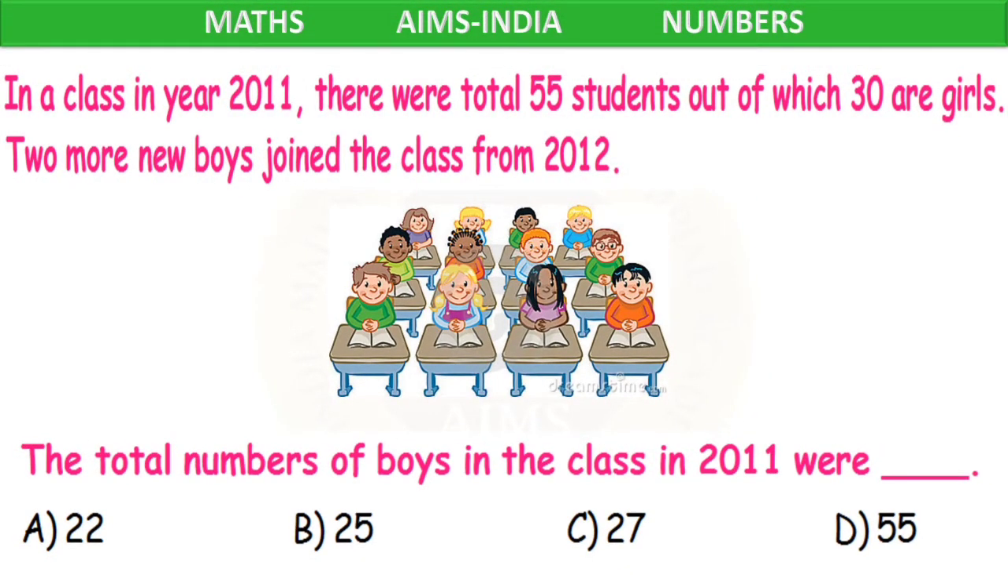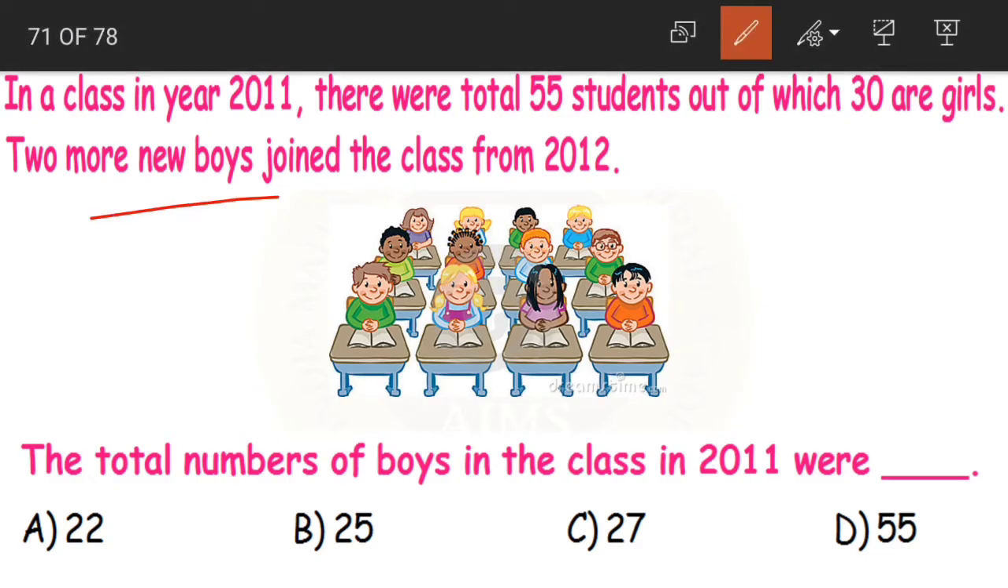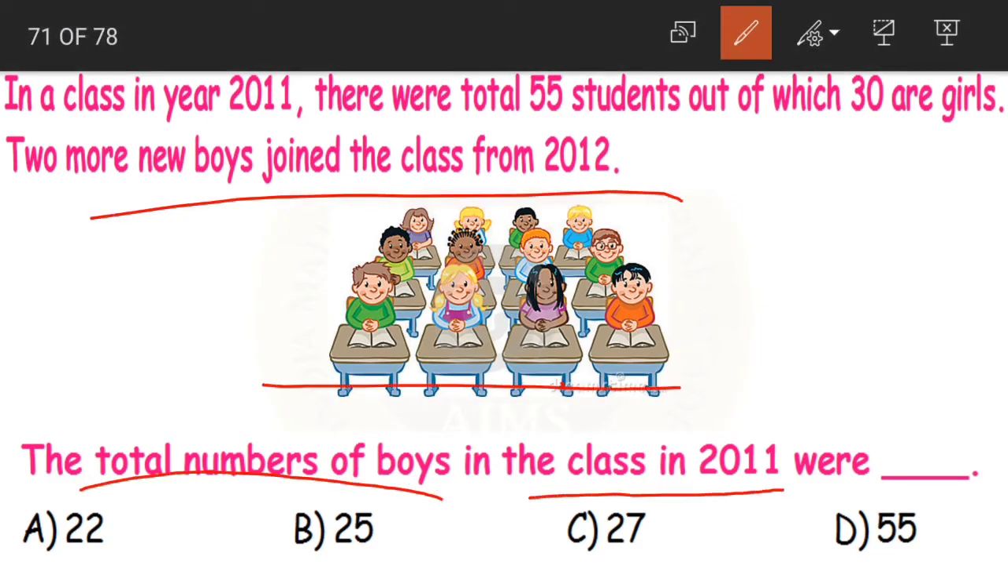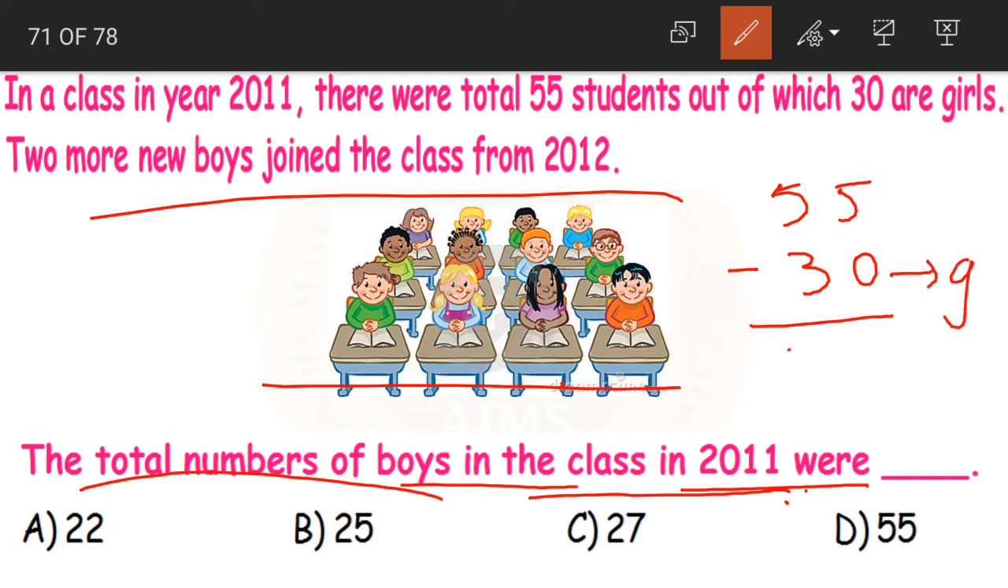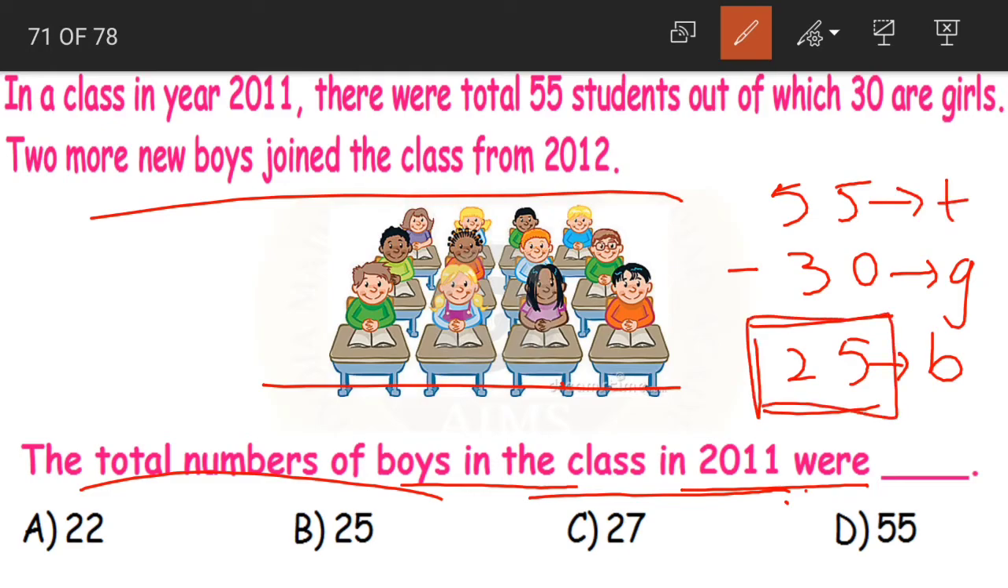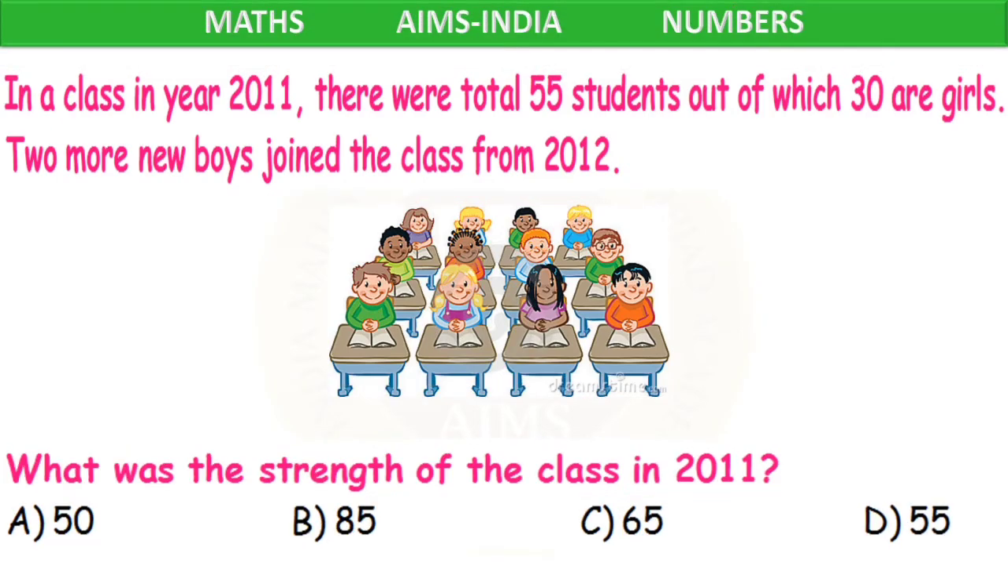Next, again the same question. Yes, the same main question, but the question below is changed. We should find out the total number of boys in the class in 2011. Just now we found out, right? The total was 55, of which 30 were girls. Now when we subtract, the difference was 25. This is the total number of boys in the class in 2011. Option B, 25 is our correct answer.